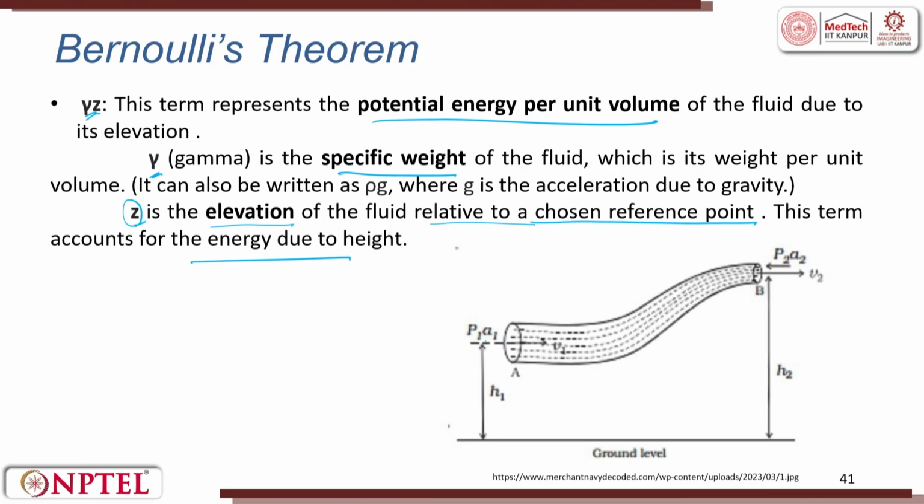So, you can see here P1 and A1, here it has a larger area, A, the area is small at B. So, the velocity will increase. So, P2 at A2, right. This is H1, this is H2. So, what is delta H? Delta H is nothing but H1 minus H2 or H2 minus H1.